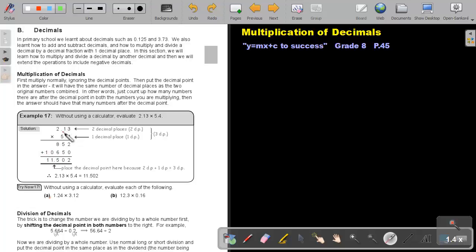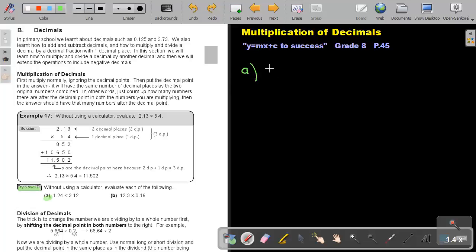Now look at the original ones. There were 2 places after the decimal point, and there is 1. So I'm basically just going to add it up. So 2 plus 1, my answer will have 3 decimal places. So from here, 1, 2, 3, and that will be my final answer, 11.502. I want you to stop the video, and I just want you to do number A.